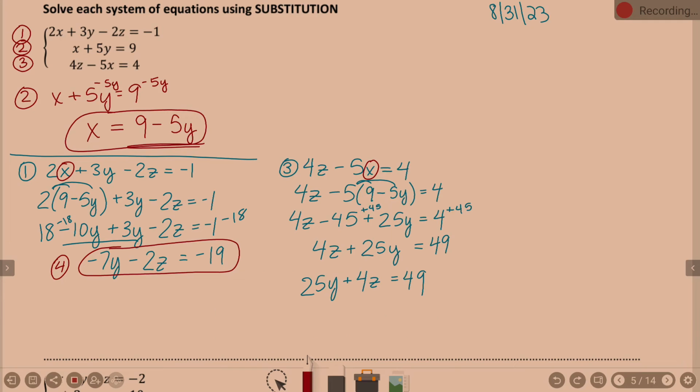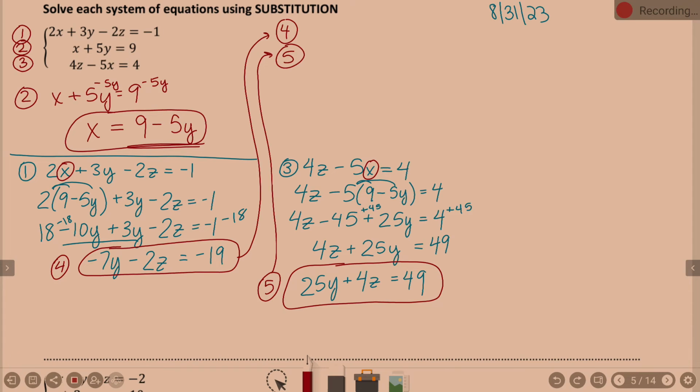And here's my reasoning. From this point forward, I go back into the methods you were using with your elimination. We call this substitution because we start off with substitution. But now I'm going to take equation 4 and equation 5, and I'm going to work with them just like we did the others. So my equation 4 is negative 7y minus 2z equals negative 19. My equation 5 is 25y plus 4z equals 49.